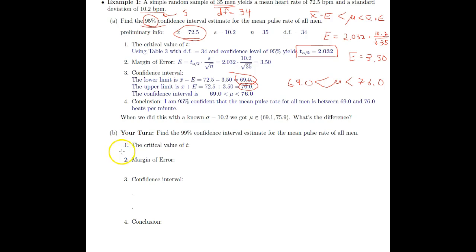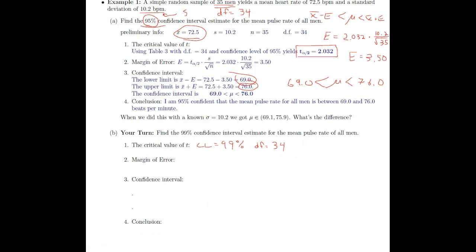First thing we need to find is the critical value of t, our t sub alpha over 2. That's going to be critical for our error formula. To get the critical value of t, you just need two things. You need your confidence level, which in this case is 99%. And the other thing you need is your degrees of freedom, n minus 1. There's no new information given here, so we're going with the 35 men from the information given previously. So the degrees of freedom would be 34.